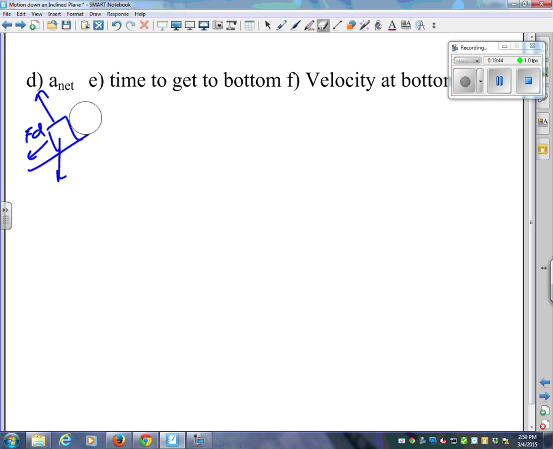So in other words, the net force is equal to the FD. It's the only force contributing to the downward motion of the box. So why are you saying A net? The net acceleration, the overall acceleration. So net force is? Yeah, so in other words, F net is equal to MA, and my FD was what value?